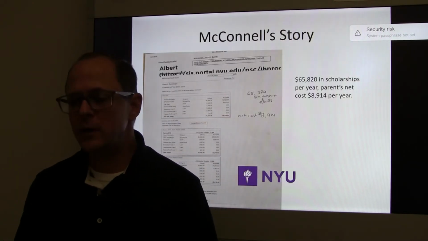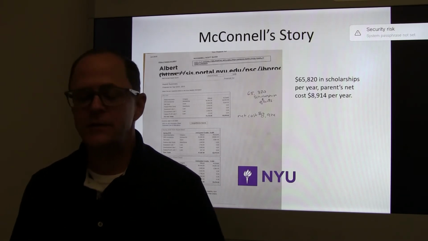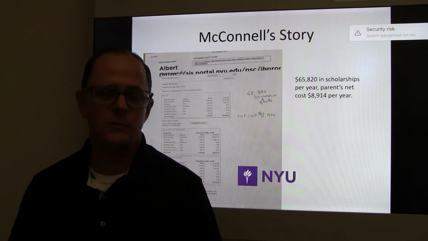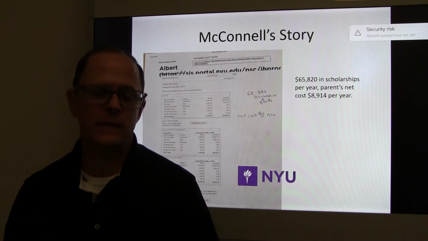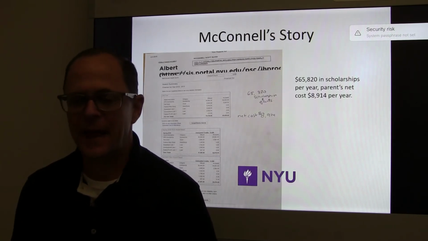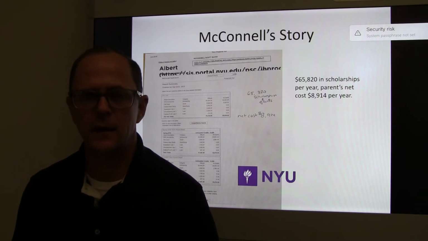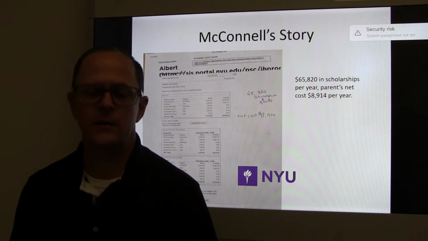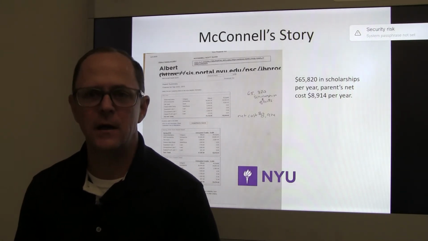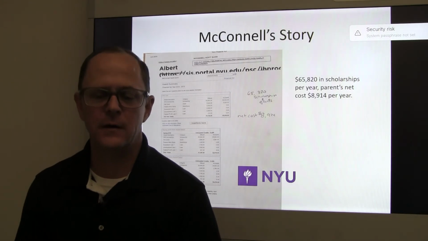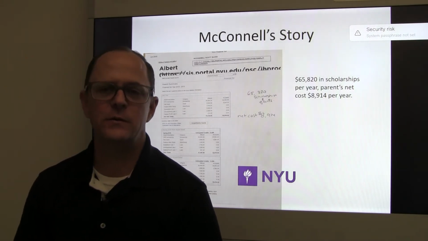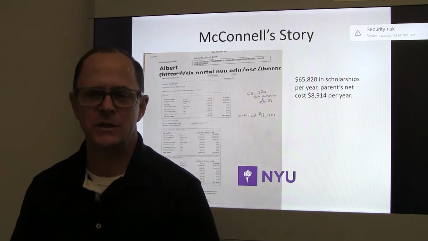So McConnell, he applied to 9 colleges and was admitted to all of them. I showed McConnell how to market himself to the colleges, how to sell himself to the colleges, and he got great scholarship packages from multiple schools, and his top choice was NYU. NYU offered him $65,820 in scholarships per year. His parents' net cost, $8,914. That is amazing. If we add that all together, times 4 years, that is the equivalent of $263,000 of scholarships. So McConnell is now attending NYU, and he's now going into his junior year. He has received that scholarship package each year.